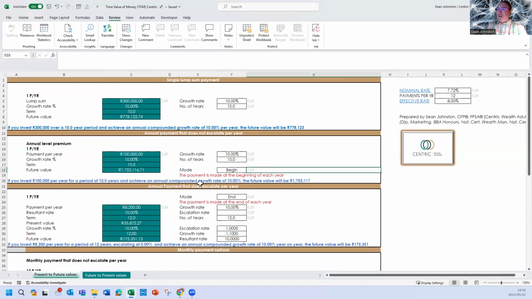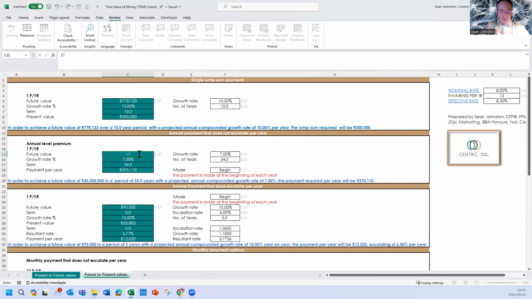If you put it back on 10 years, 100,000 Rand invested per year, growing at 10% per year for a period of 10 years will get you to a future value of 1,753,117 rounded off. And then on the converse, of course, if you were to work out the future to present, you would take 1,753,117.